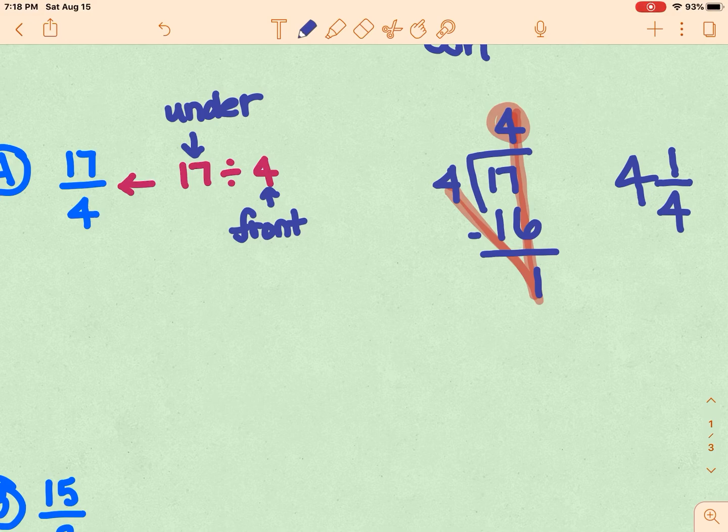Now, we did talk about remembering to reduce if you can. So if I look right here, 1 and 4 don't have any factors in common except for 1. And dividing them both by 1 won't change their value. So this is going to be my final answer. Okay, let's take a look at another one.